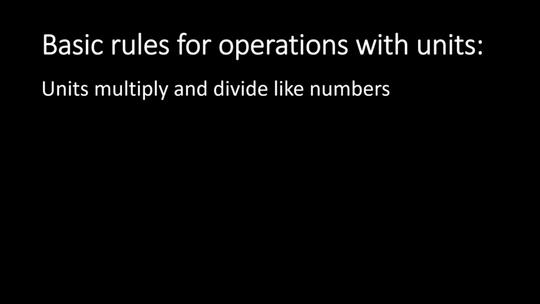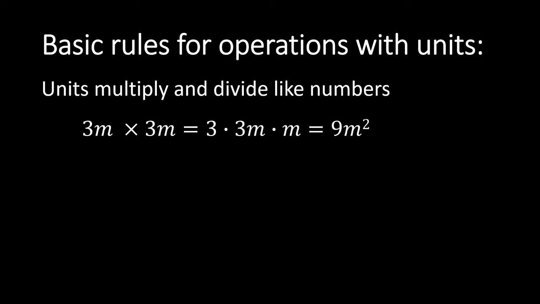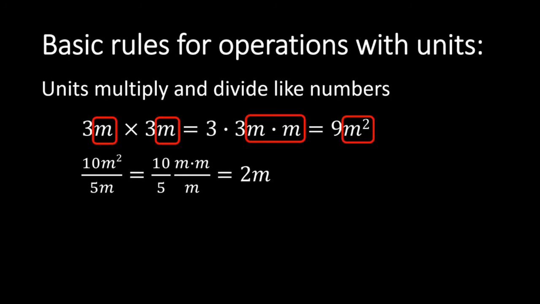Rule number two, when we multiply or divide quantities, we evaluate the units like what we do with numbers. It's best to illustrate that with examples. First, when we multiply 3 meter with 3 meter, 3 times 3 is 3 square. Likewise, meter times meter is meter square. Next, when we divide quantities, identical units can be simplified like numbers. Therefore, when we divide 10 meters square by 5 meter, meter square and meter are simplified into just meter.